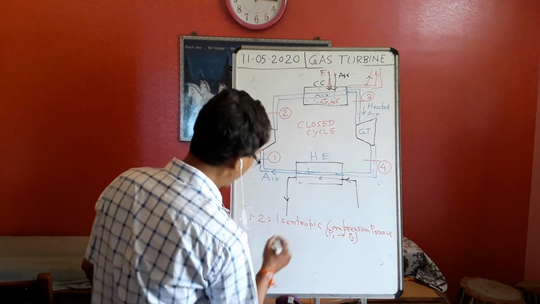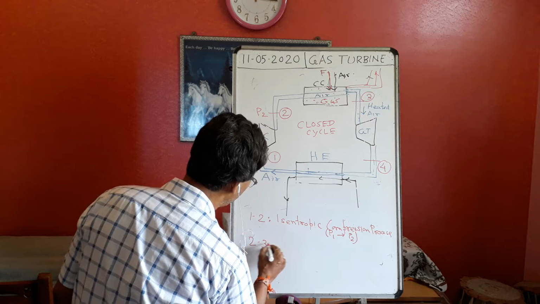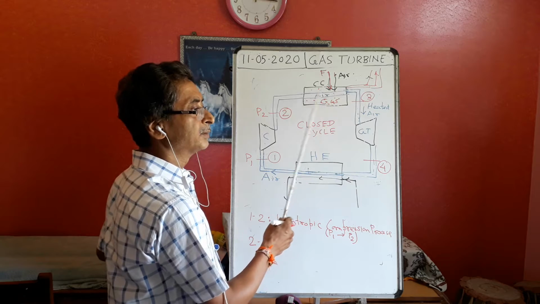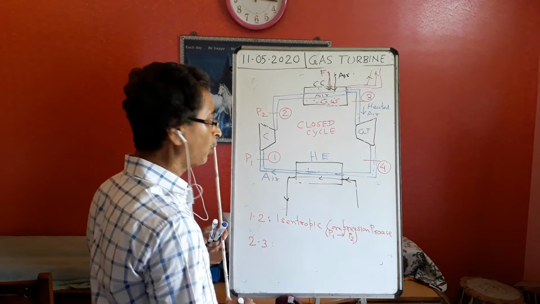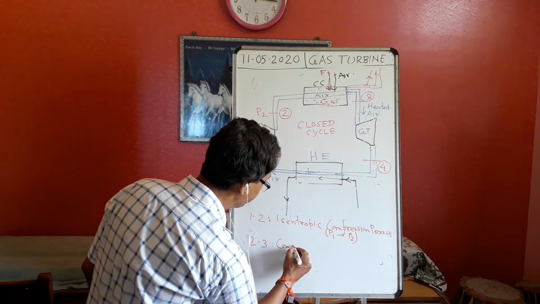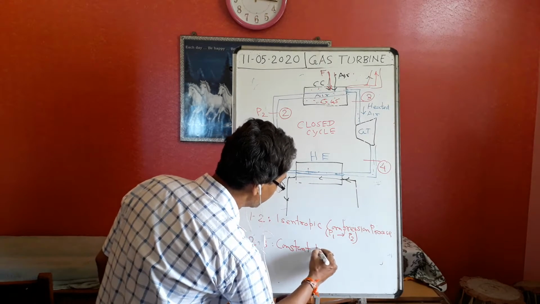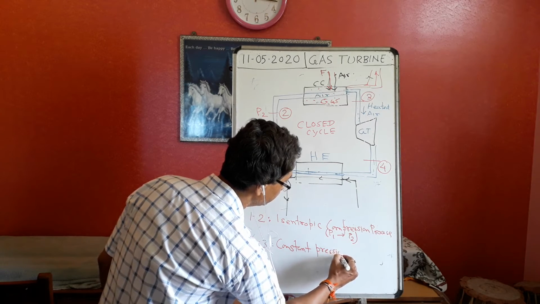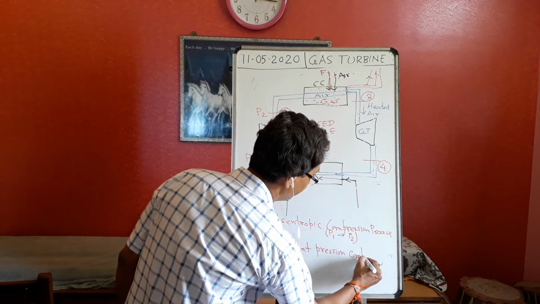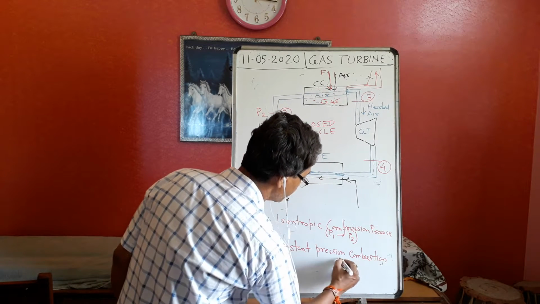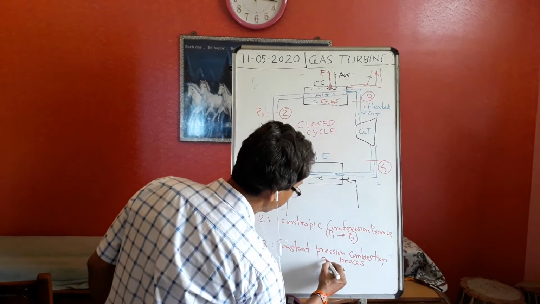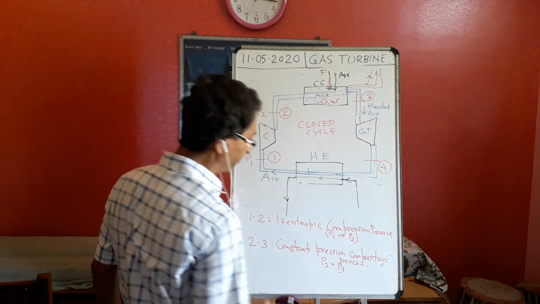Then 2 to 3, what is happening here? In the process 2 to 3, firing is taking place, combustion is taking place, but pressure is remaining the same. So this process is called constant pressure combustion process. That means P2 and P3 are the same.